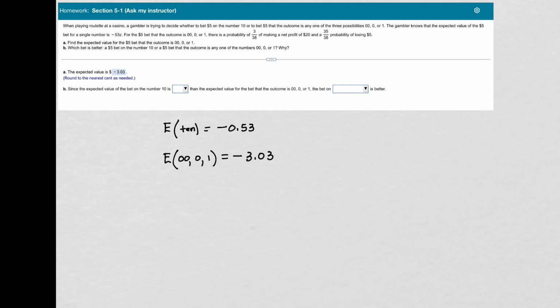So either way, if you keep betting on these particular values, in the long run, you tend to lose money. But you're losing more if you bet the 00, 0, or 1. So they're both negative, but negative 0.53 is better than negative $3.03. So the expected value on the number 10 is greater than the expected value on the other bet, then the bet on the number 10 is the better bet to go with. And that's how you do that problem.